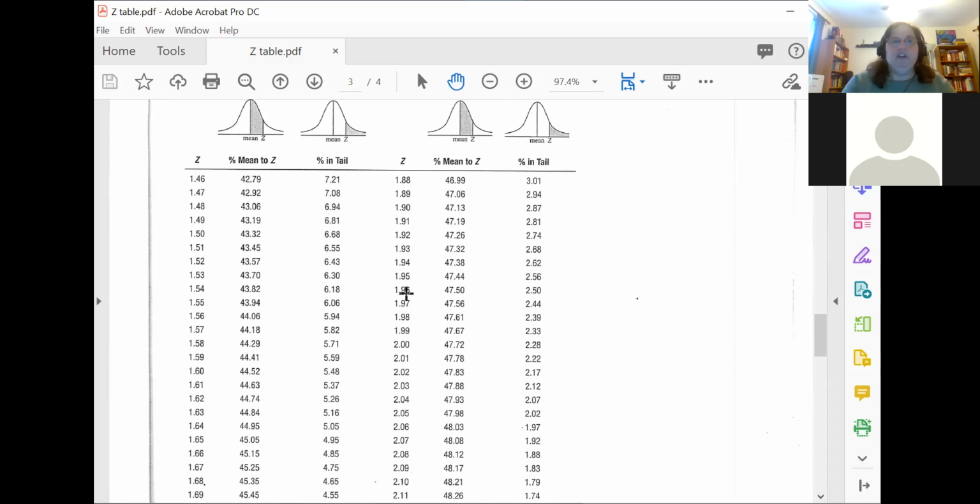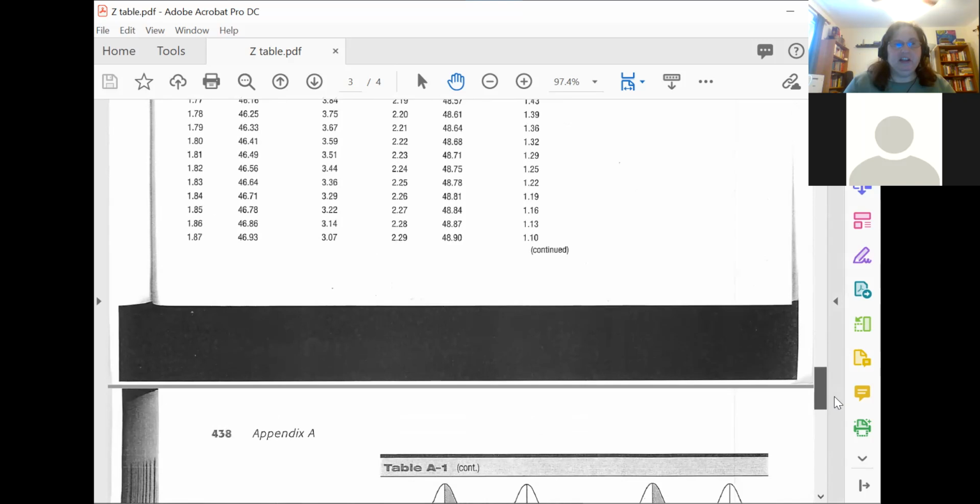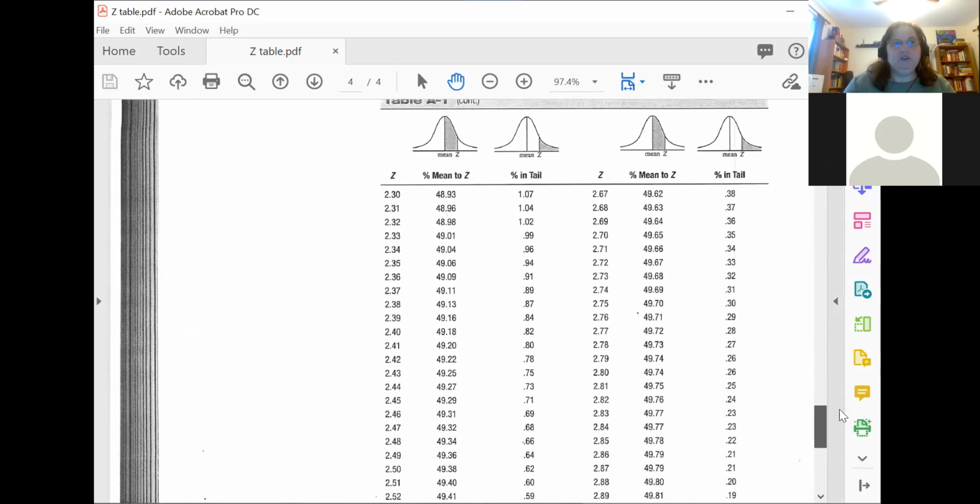So that's option 2. Now let's say that we're on to option 3 and we have an alpha of 0.01, one-tail test. I'm scrolling down to 1% in my tail and I've got to keep going into the 4th page. 1% in my tail. Closest number is 0.99. The corresponding Z is 2.33. Now, just like with the 1.64, that may be a positive or a negative depending on which side we're looking at.